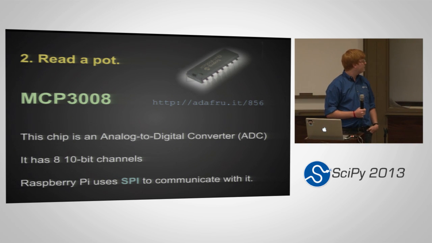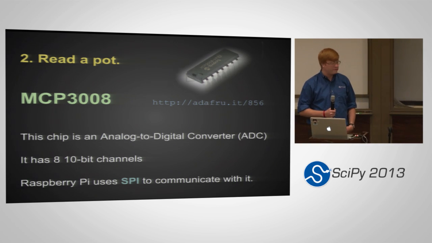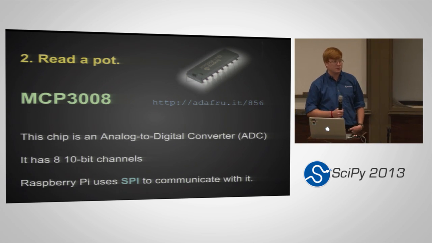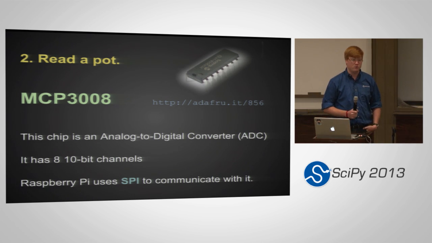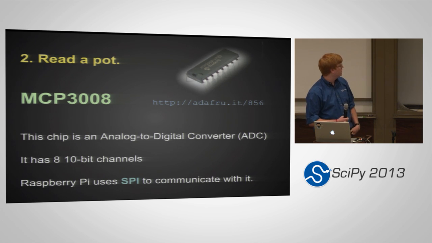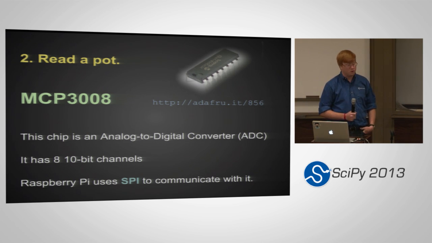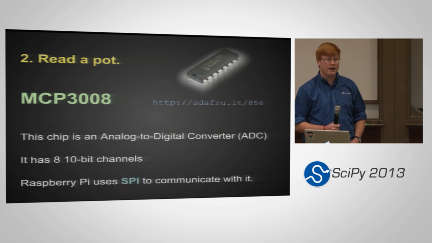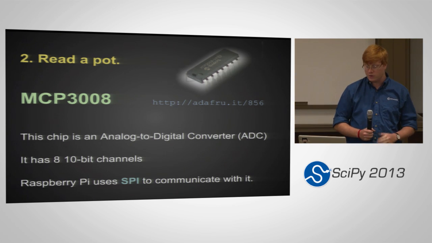This chip right here is about $4, I think, on Adafruit. You can probably find it cheaper elsewhere. But like I said before, Adafruit gives great tutorials and walkthroughs, so I have a link to the page there. This has 8 10-bit channels, meaning you can read analog values between 0 and 1024.